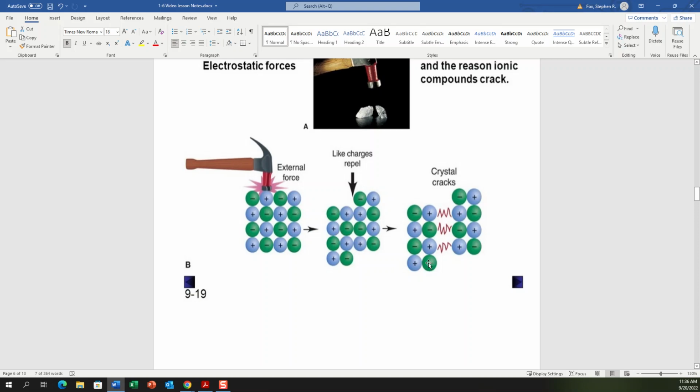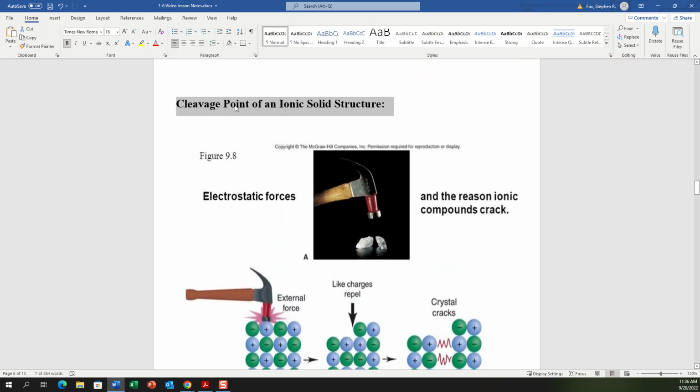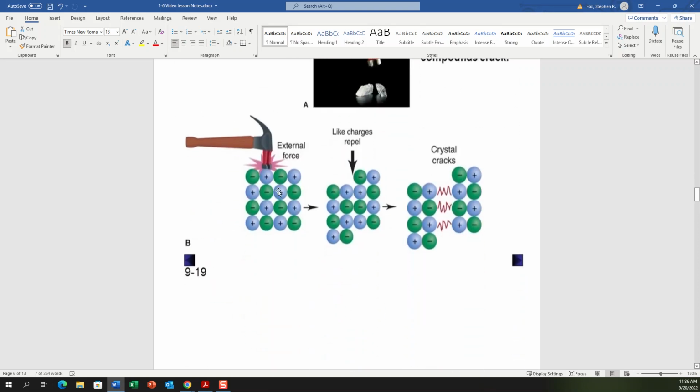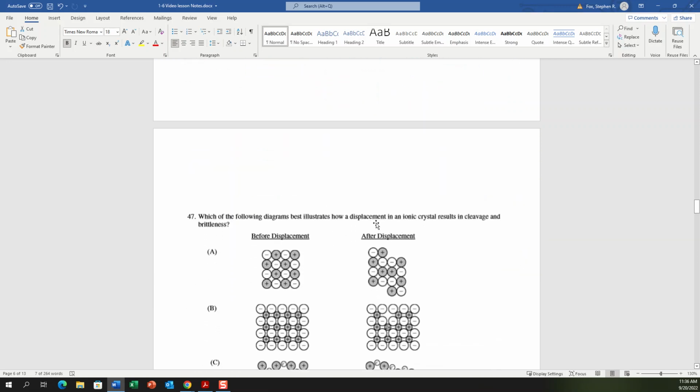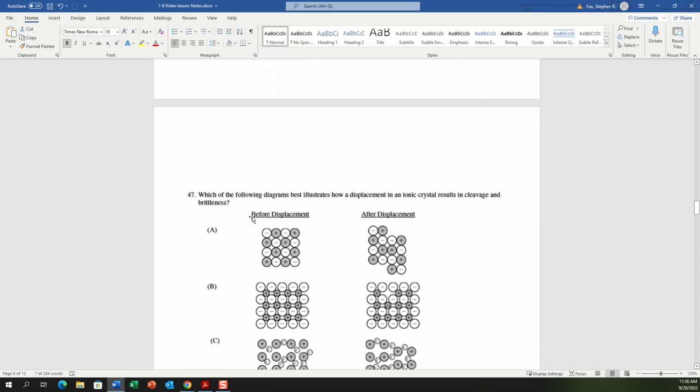Okay. So when they ask, what's a cleavage point or the cleavage of an ionic solid, you'd be looking for something like this. So this is the normal structure when everything's all happy and the positives are next to the negatives and the negatives are next to the positives. But all of a sudden, if I forced a positive next to a positive and a negative next to a negative, boom, cleavage. Okay. So here's an example question. This is from an old AP exam. Which of the following diagrams best illustrates how a displacement of an ionic crystal results in cleavage?